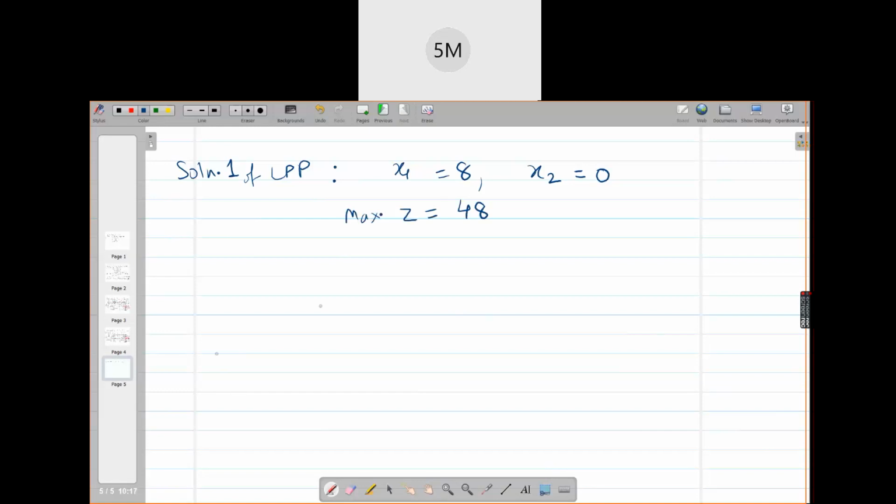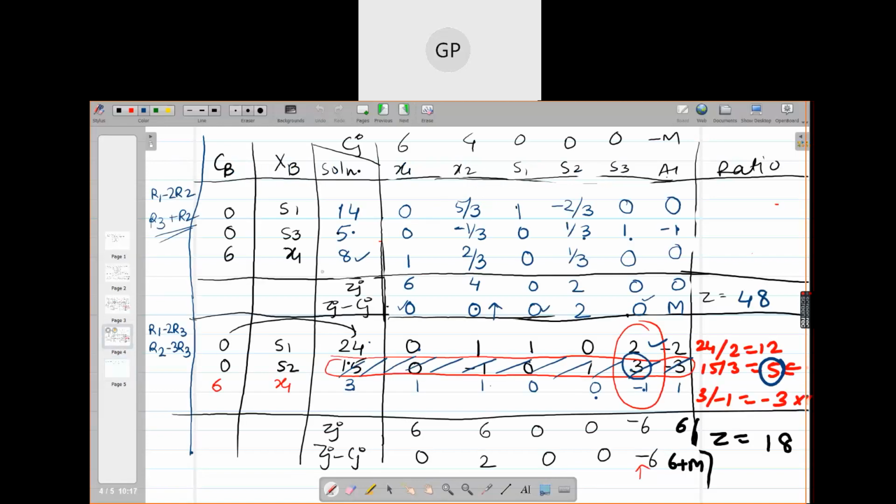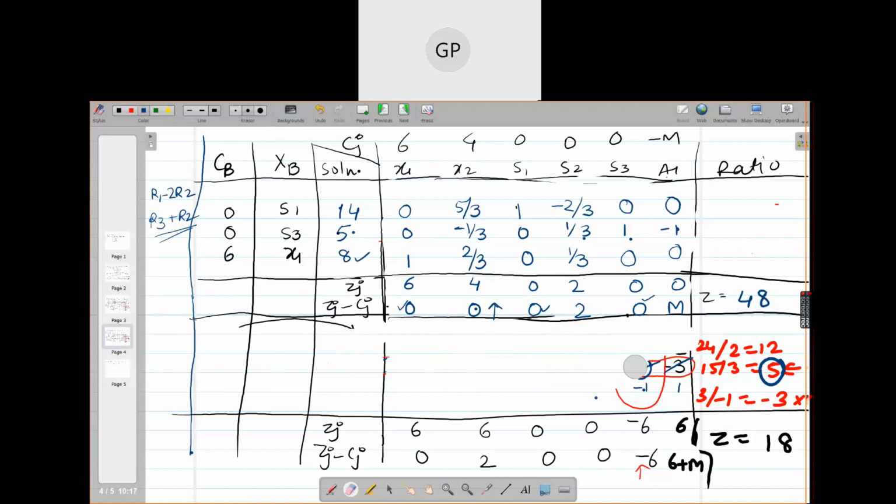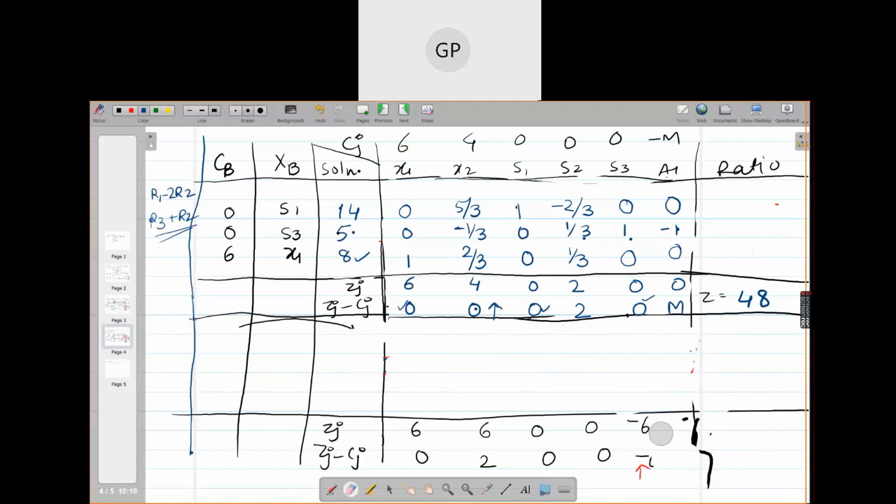Now we will see. It suggests us that you can bring x2 in the solution because its zj minus cj value is also 0, though it is not part of the solution. So what we will do now, we will consider this to be our pivot column and let us see what happens next. Okay, we have to do it very quickly, girls. Only 10 minutes are left. We should complete this thing. फटाफट कर लो चलो.